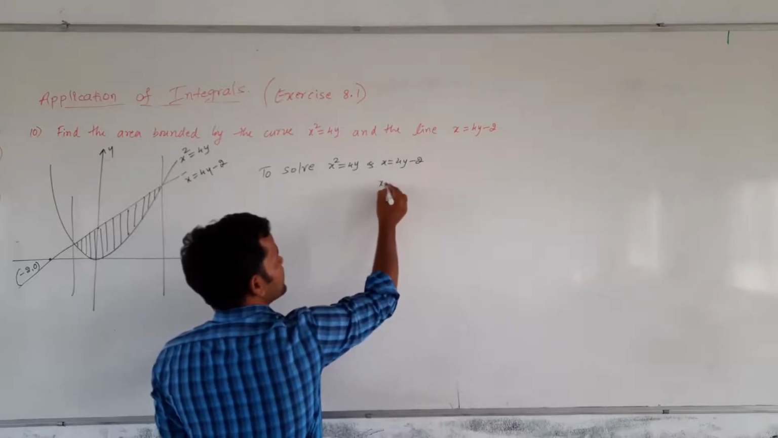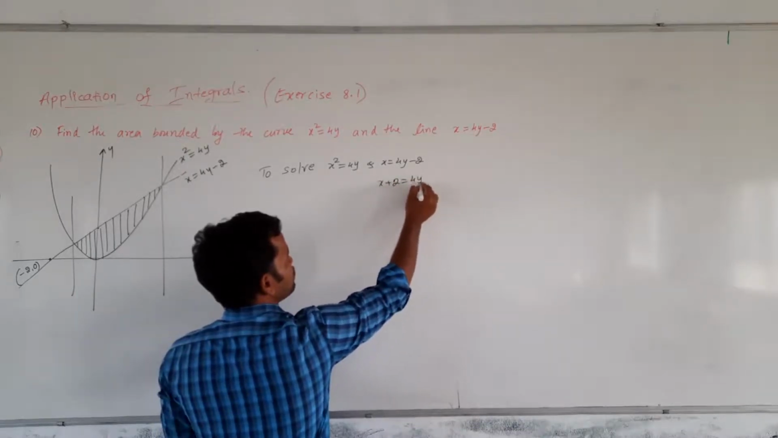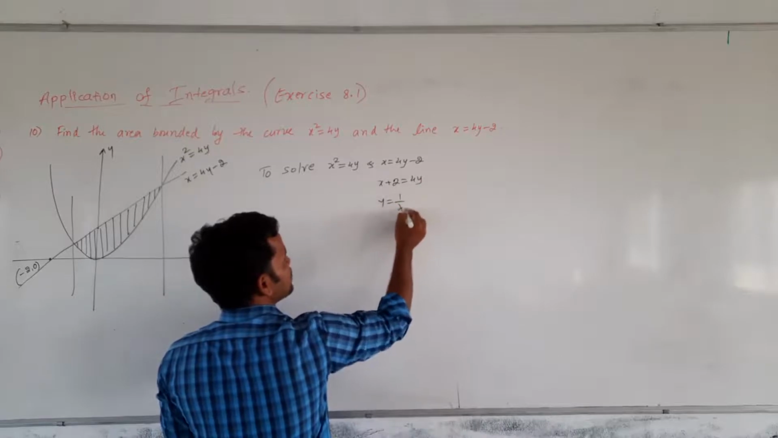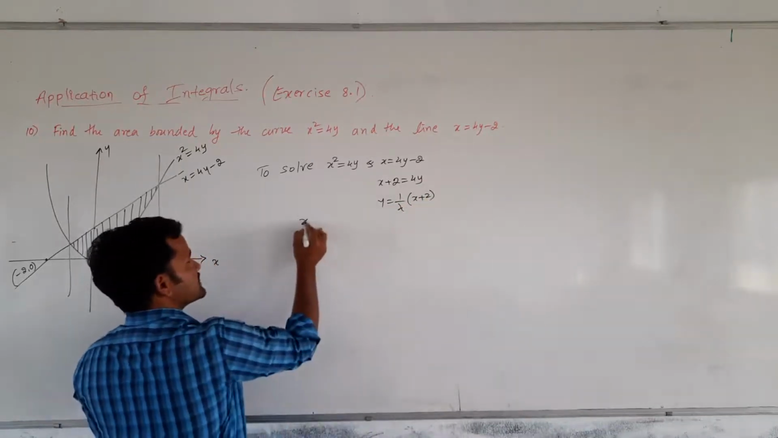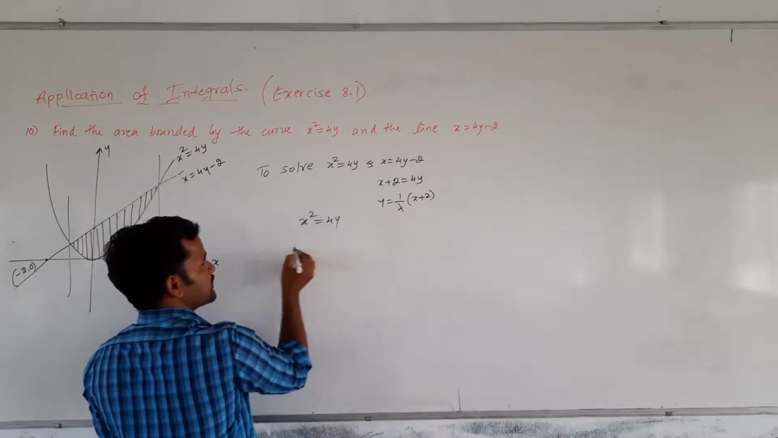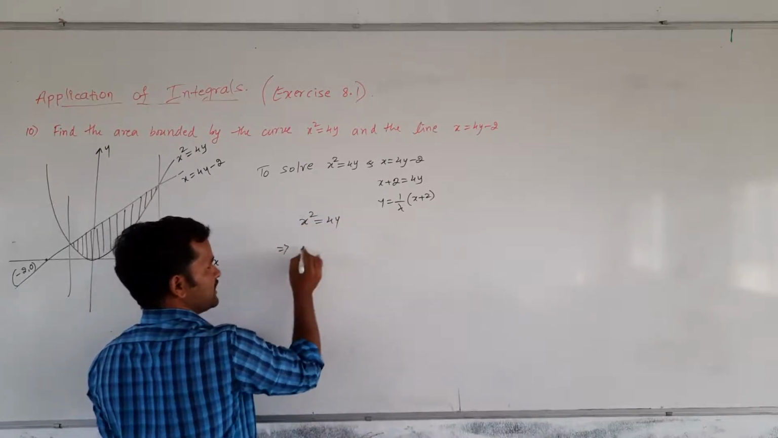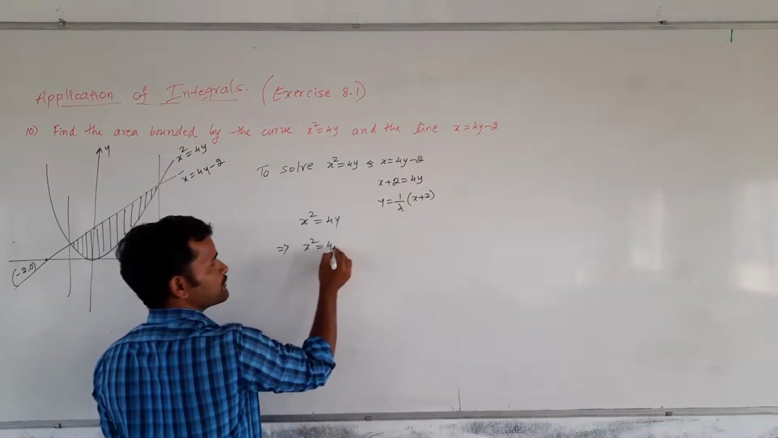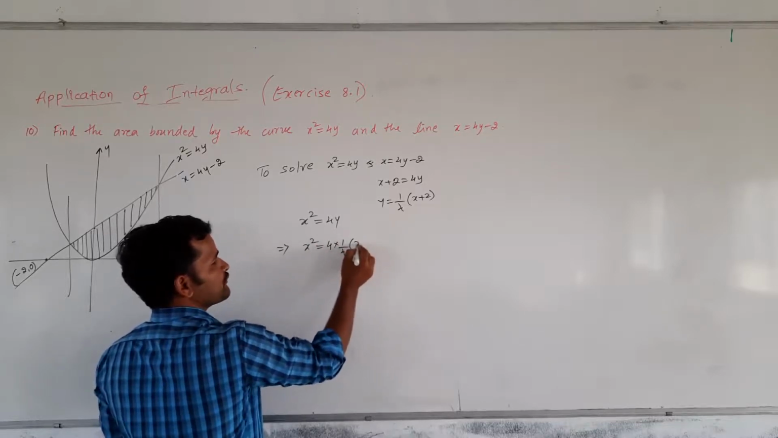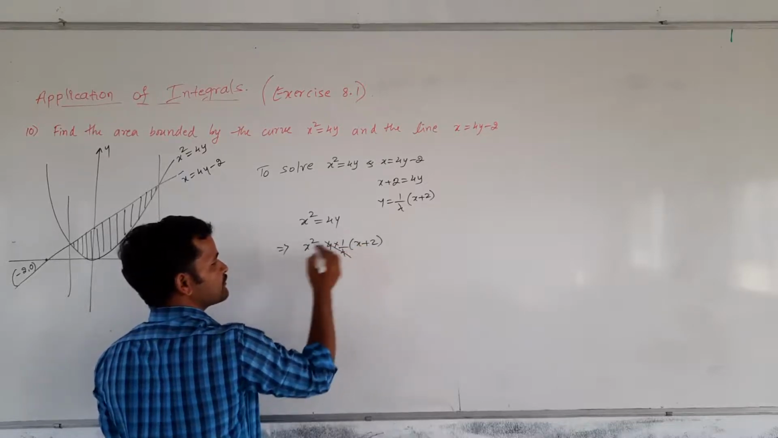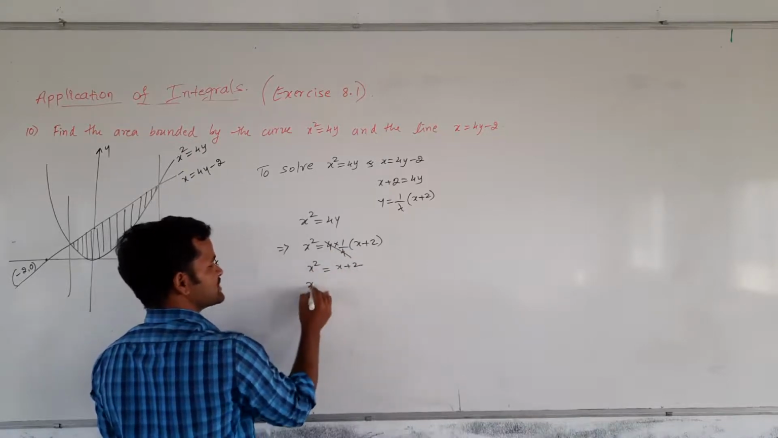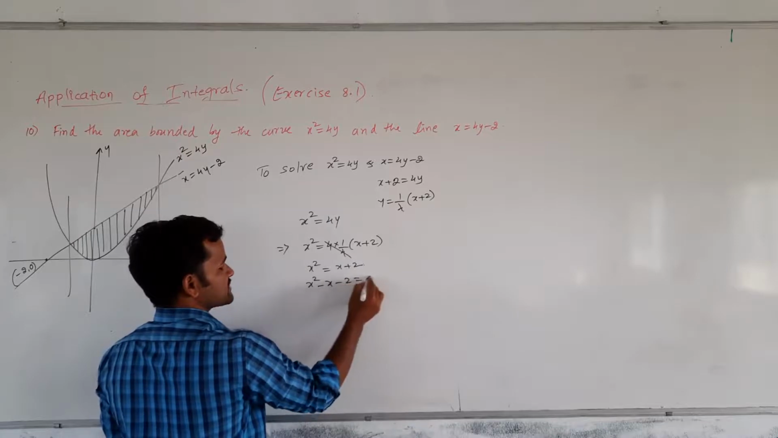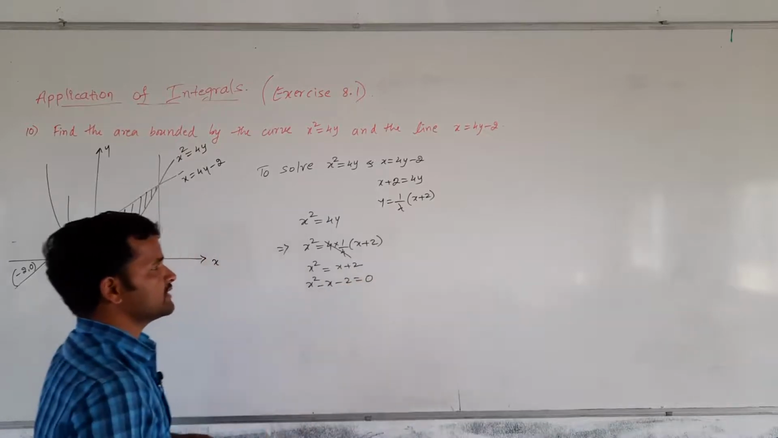This becomes x plus 2 is equal to 4y, then y is equal to 1 by 4 into x plus 2. Now in the expression x square is equal to 4y, we will substitute the value of y. X square is equal to 4 into 1 by 4 into x plus 2. 1 by 4, 1 by 4 get cancelled. X square is equal to x plus 2. Take this to the left hand side. X square minus x minus 2 is equal to 0. This is what?